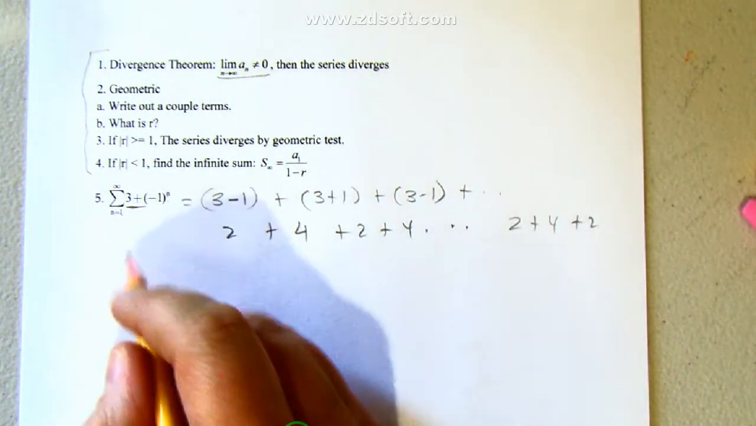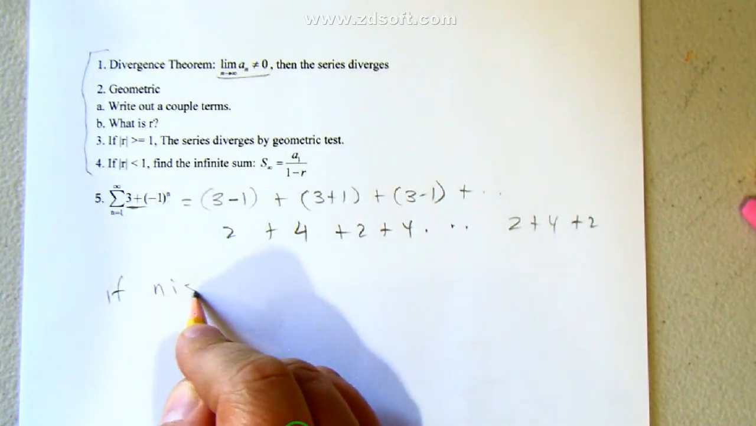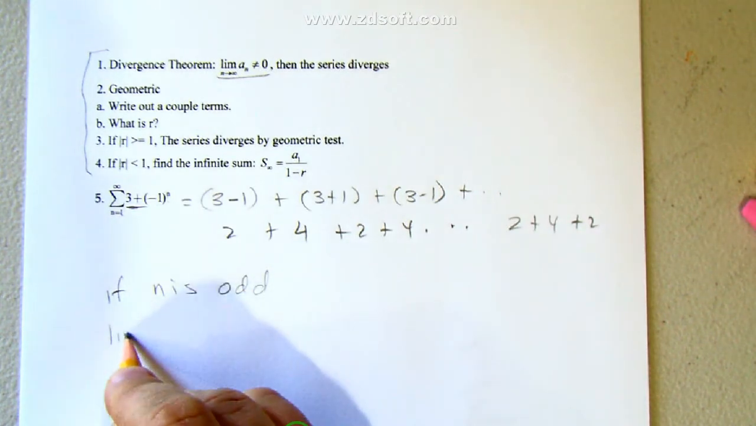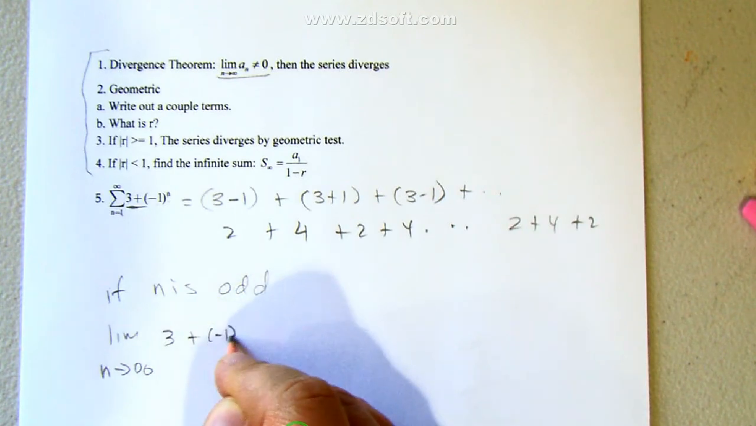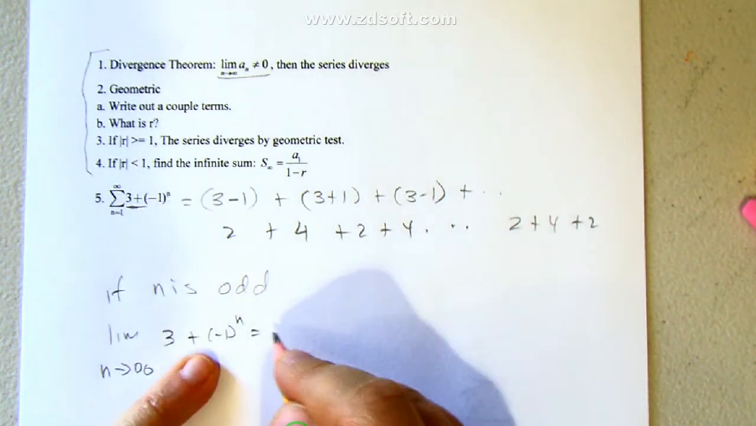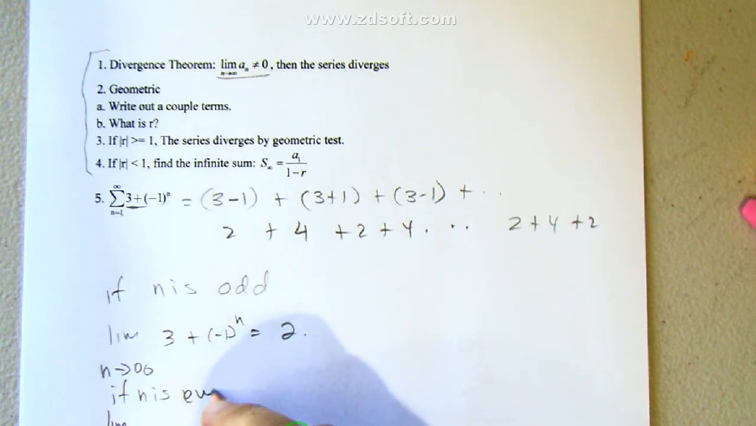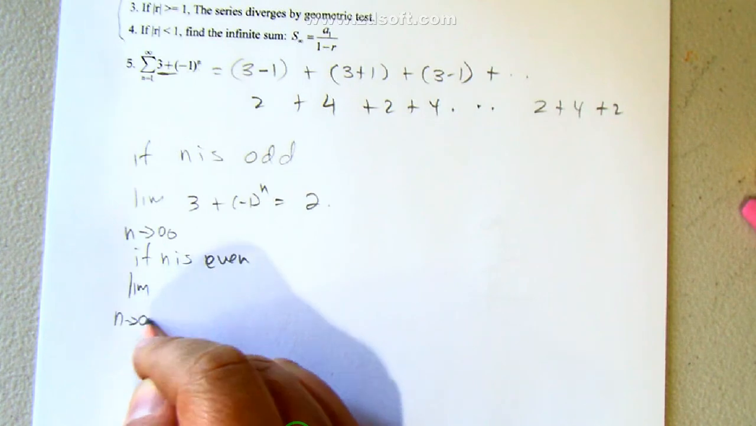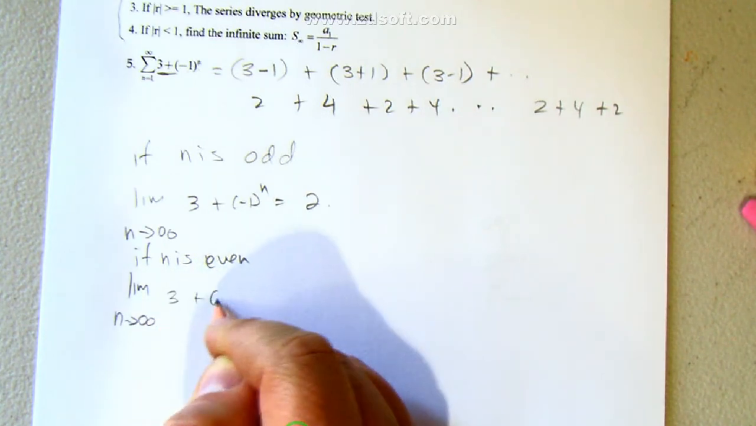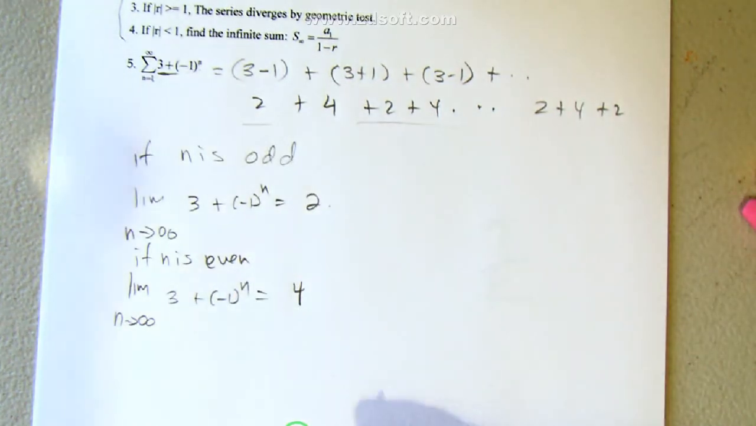So I'm going to break this up into two different cases, and I alluded to this in some of your homeworks. If n is odd, the limit as n goes to infinity of 3 plus (-1)^n is going to be equal to 2. And if n is even, the limit as n goes to infinity of 3 plus (-1)^n is going to be 4, just from looking at this pattern up here.